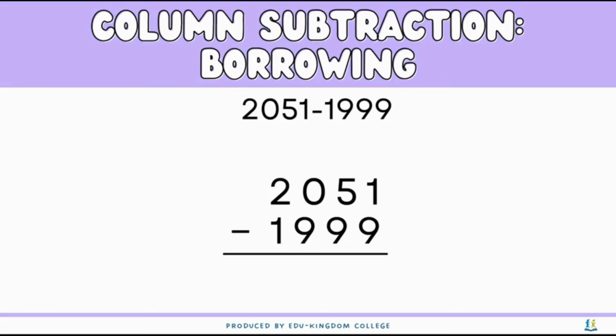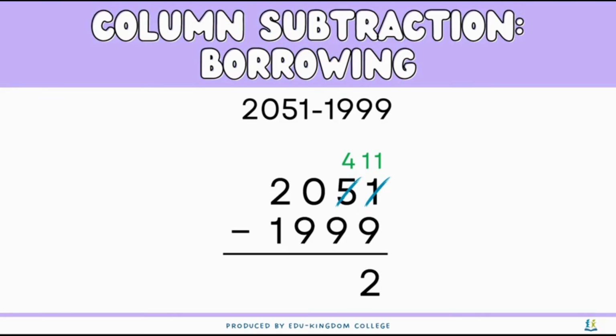Let's practice column subtraction borrowing. 2,051 minus 1,999. I have 1 minus 9 on the ones place on the very right, which is impossible. So what I need to do is borrow from the tens place to make it into 11. I have 11 minus 9, which gives us 2. In order for me to make it into 11, I would have borrowed from the tens place to make that 4. Now I have 4 minus 9. 4 minus 9 is impossible.